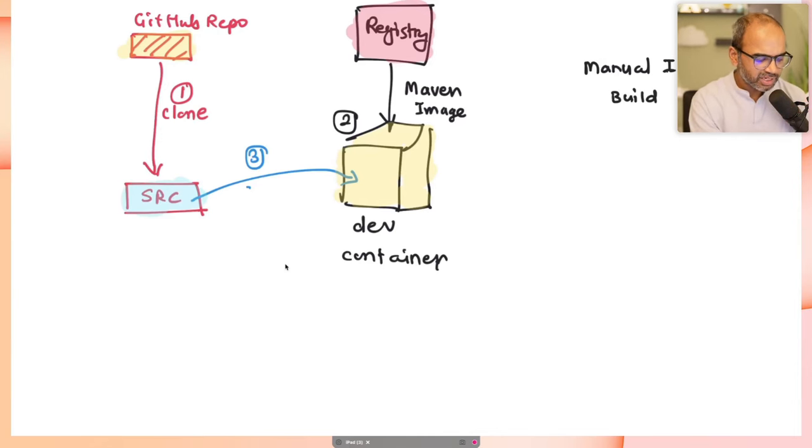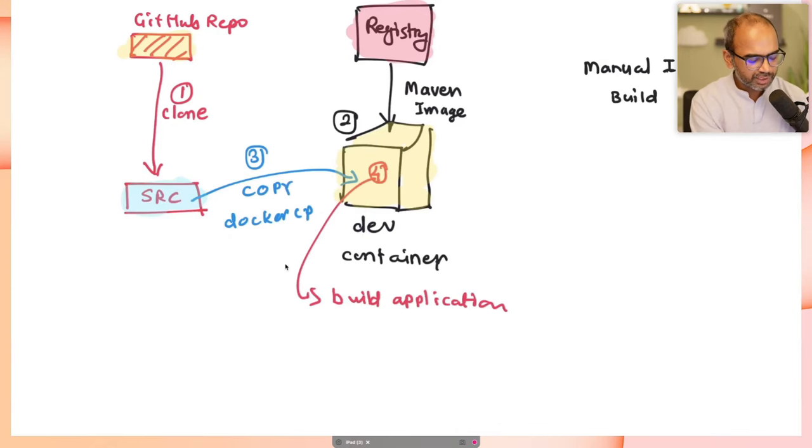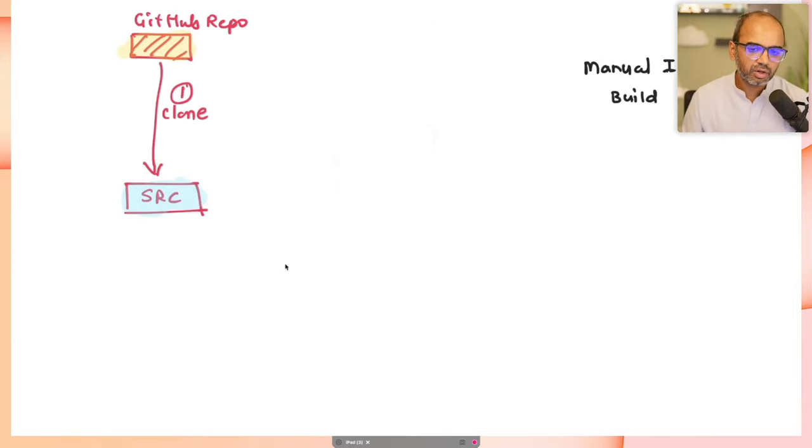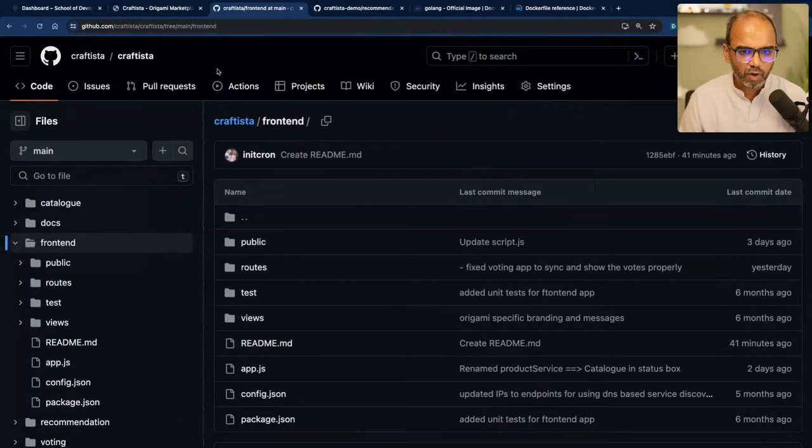You have a base image and then you copy the source code. Then you compile it, build it, whatever it needs to be done, test run it. And then once it is done, you take a snapshot of it. This is the very same procedure that I'm going to follow here, starting by cloning the code first onto my workstation where Docker is installed. So this is where my source code is.